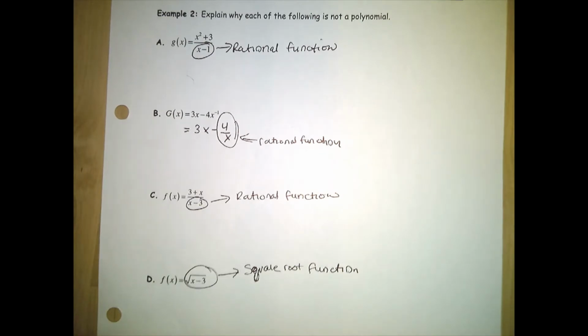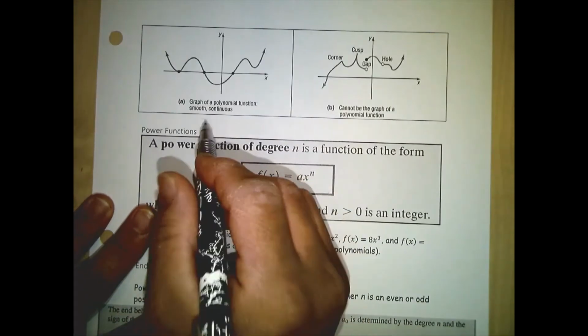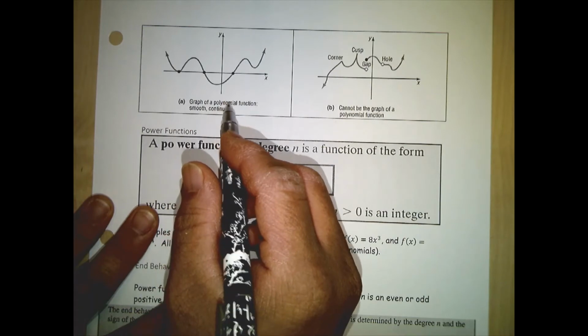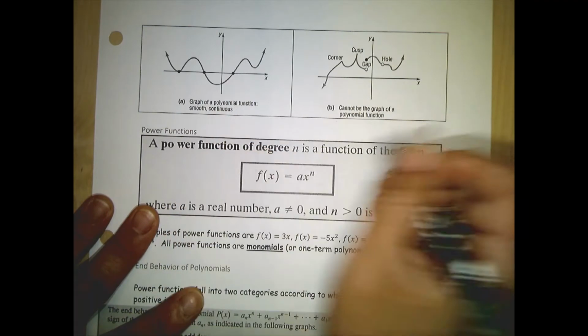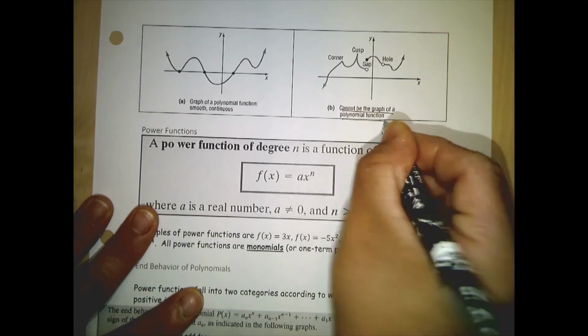And that's it. All right, so that's the basics of different polynomial functions here. So now let's look into the graph of polynomial functions. So you can see some examples that polynomial functions will be smooth, continuous curves for their graphs, and here's some example of a graph that cannot be the graph of a polynomial function.